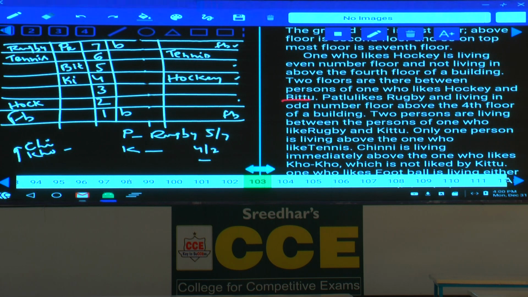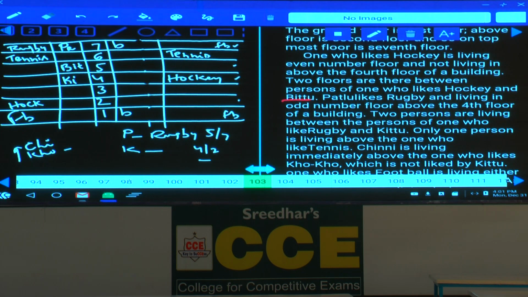Cricket cannot be on the ground floor. Kabaddi is not liked by Chotu. Motu does not live above, and Bittu does not live below, the floor of Chinni. Now, Moti is not living above Chinni. Moti is not living above, and Bittu is not living below this Chinni, isn't it?